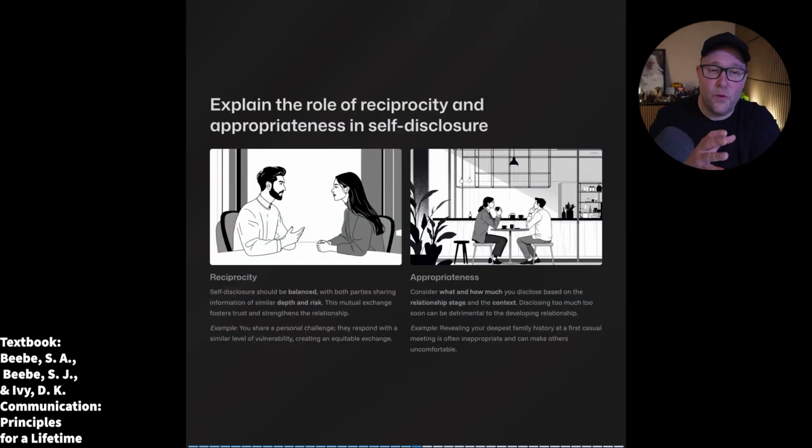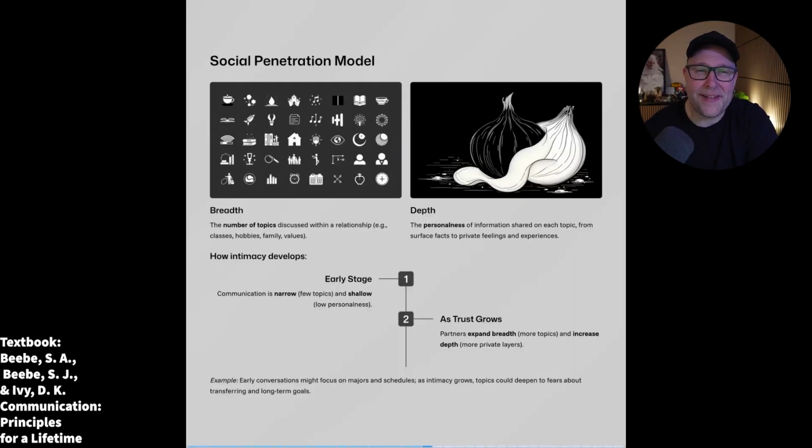So to review, reciprocity is different from appropriateness in that we have a balanced approach with consideration to depth and risk for reciprocity, and we consider appropriateness, or how much we should disclose in a given relationship stage based on context. What is breadth and depth, and how does it best describe the social penetration model?